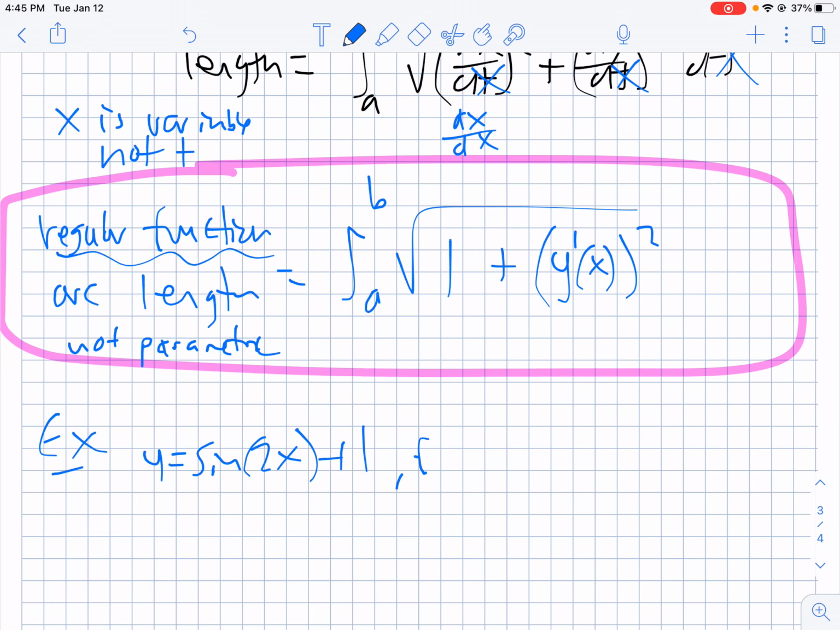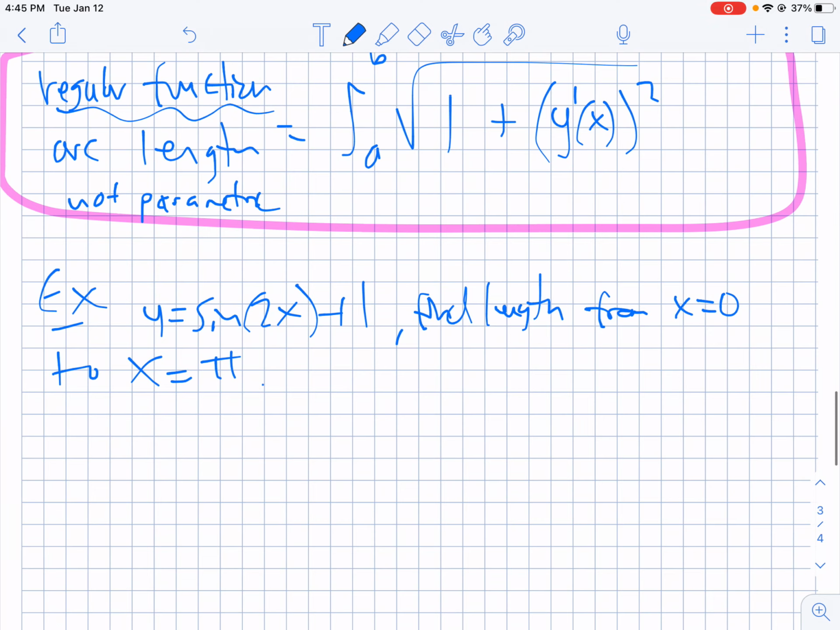Okay, so for example, suppose I tell you that y equals sine of 2x plus 1, and I ask you to find the length from x equals 0 to x equals pi. If you were to graph this function, you start up at 1 and it looks roughly like that. You're basically saying, if we start at 0 and go to pi right here, what is the length of that curve? Again, how long do you have to travel along that curve?